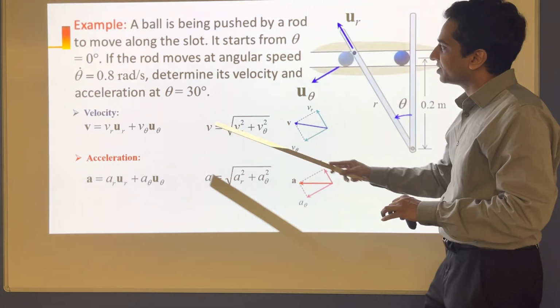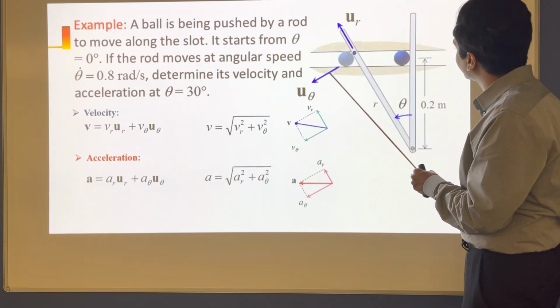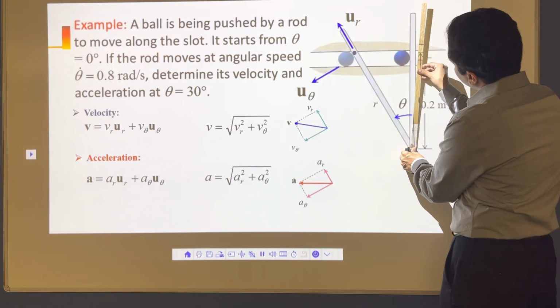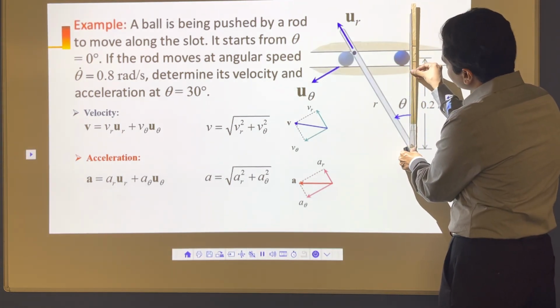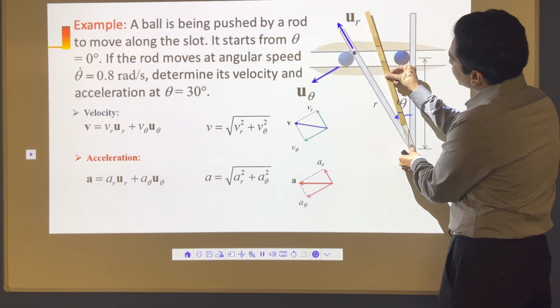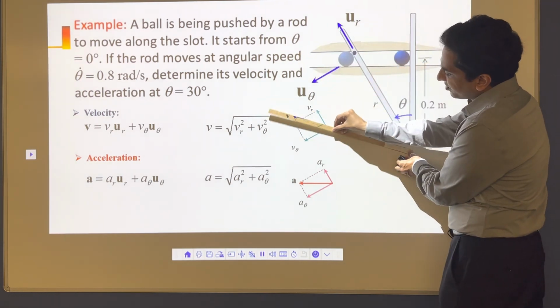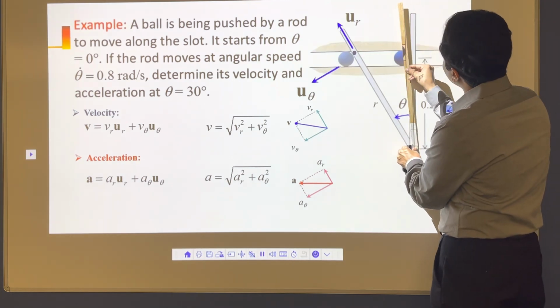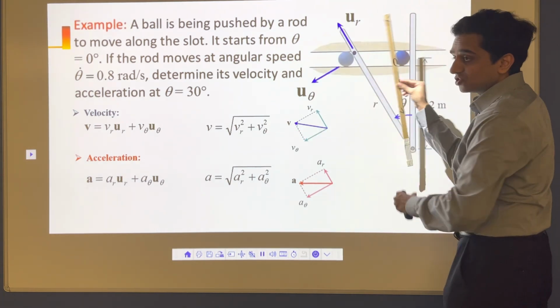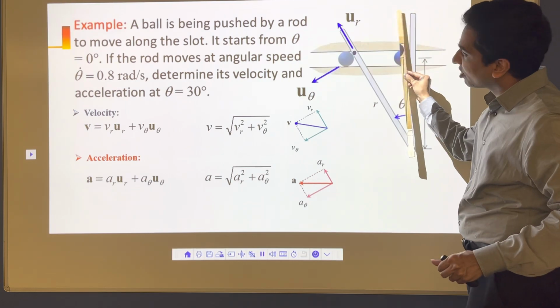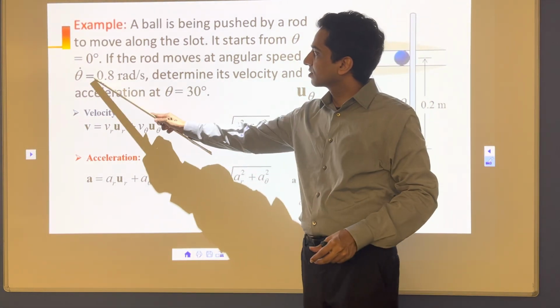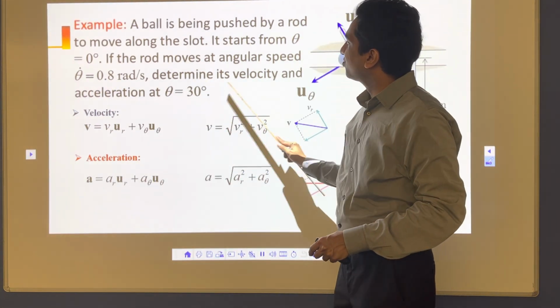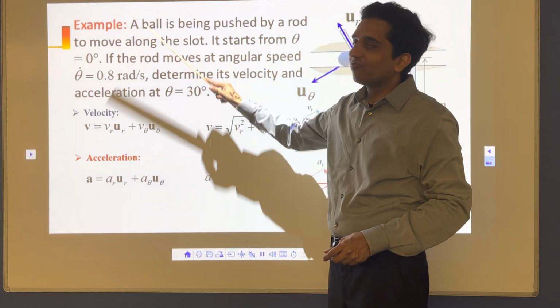It means 0.8 radian per second: at time 0 it starts, then in 1 second it has rotated about 50 degrees, and in 2 seconds about 100 degrees. So that's the velocity, 0.8 radian per second. So the angular velocity of the rod is given. Determine the velocity and acceleration of the ball.